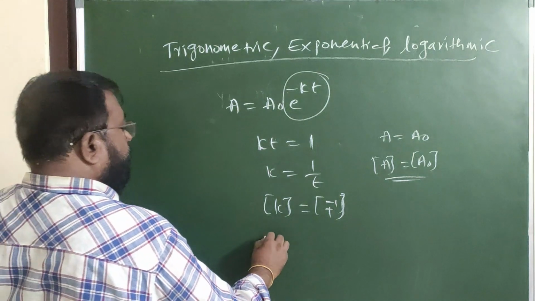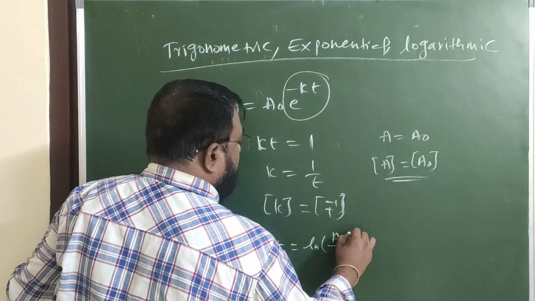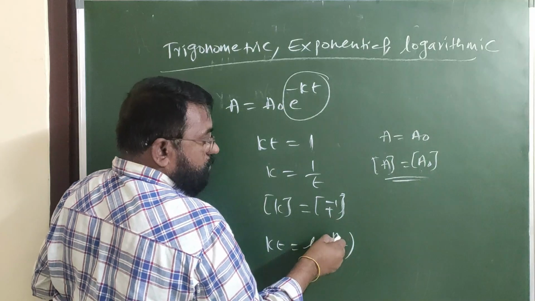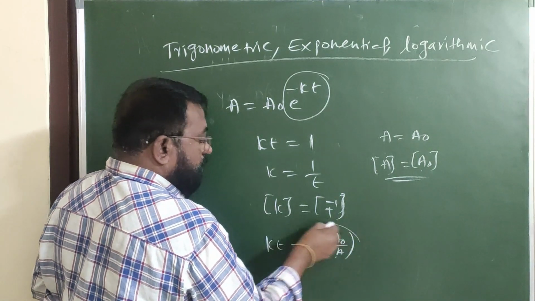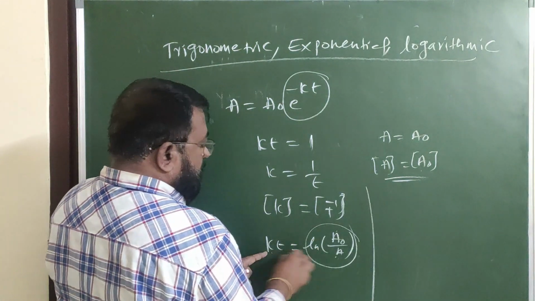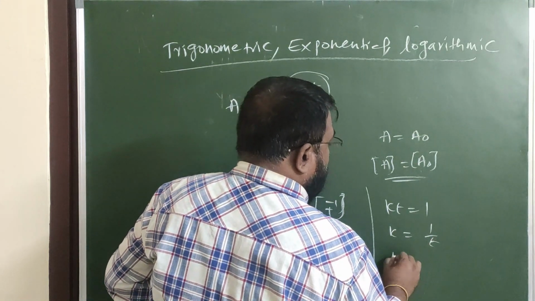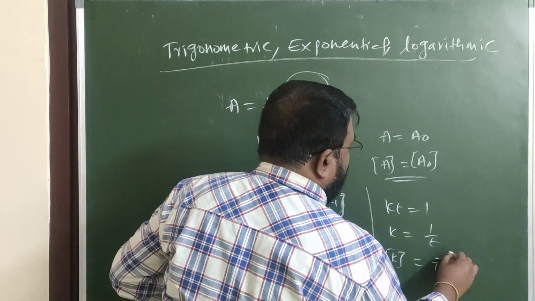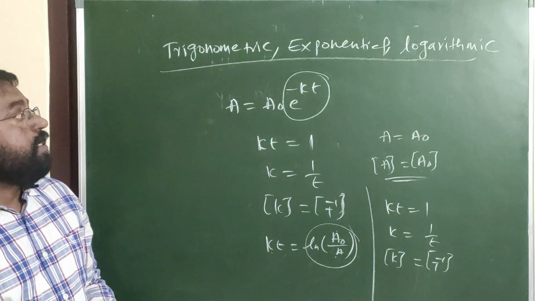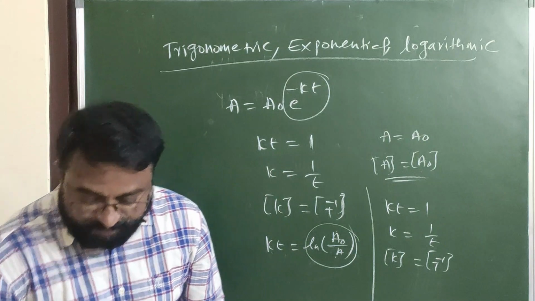So, from this, we can write kt is equal to ln a naught by a. Here, the dimension of a is equal to that of a naught. These two have the same dimensions. Therefore, the logarithmic function is also dimensionless. Therefore, the logarithmic function being dimensionless means kt is equal to 1. Therefore, k is equal to 1 by t. Therefore, k is t to the power of minus 1. Like this, we can derive the dimensional formula for trigonometric, exponential and logarithmic functions.